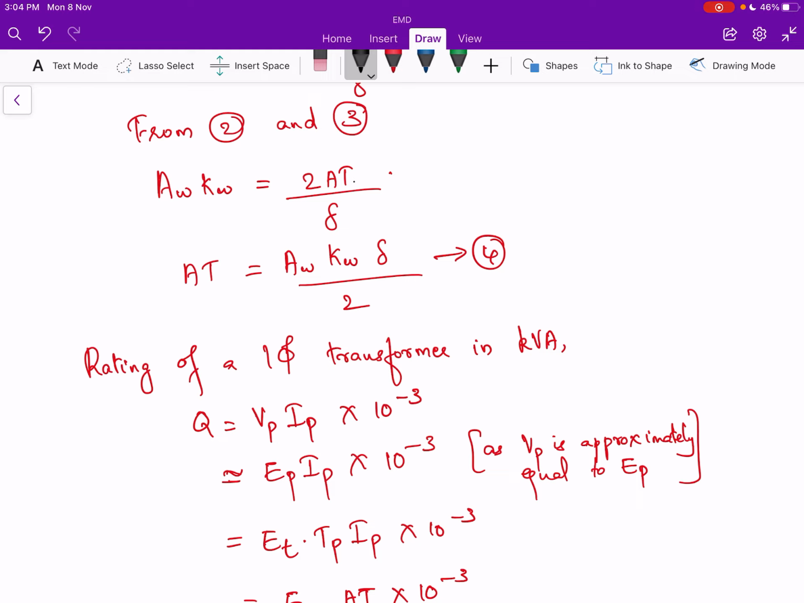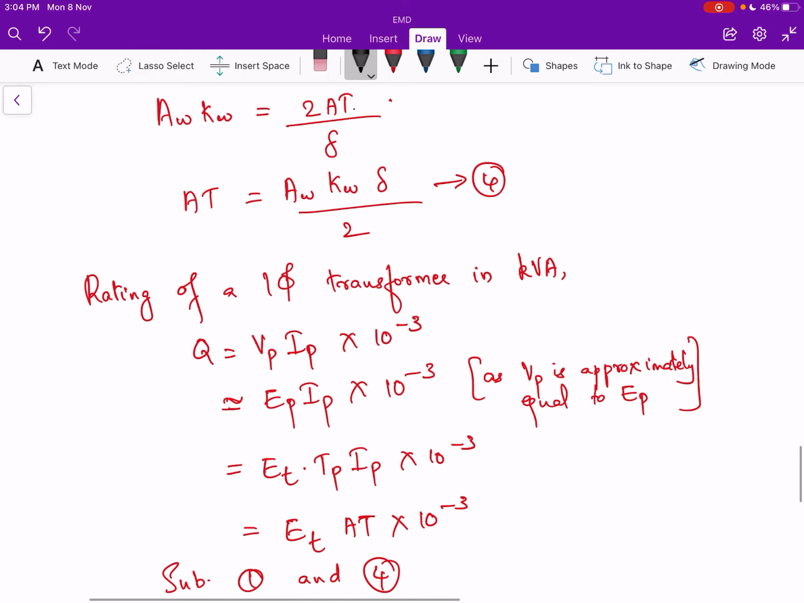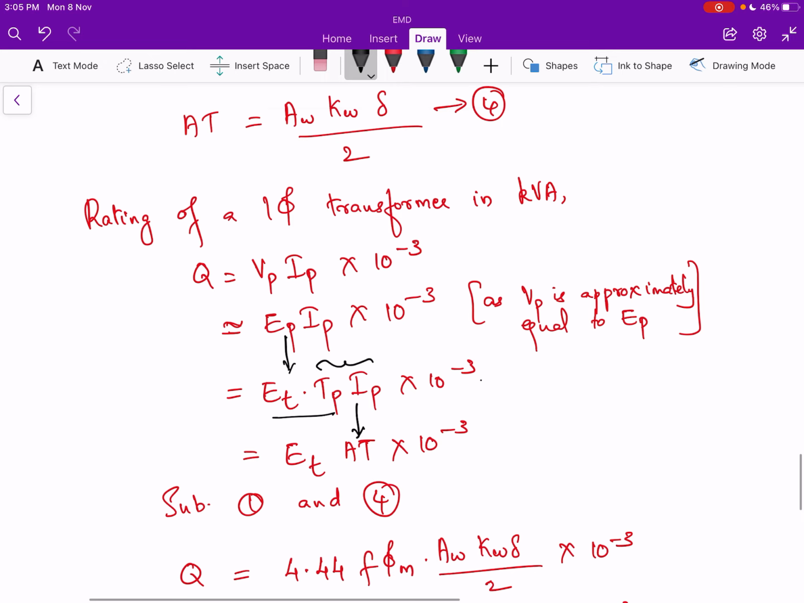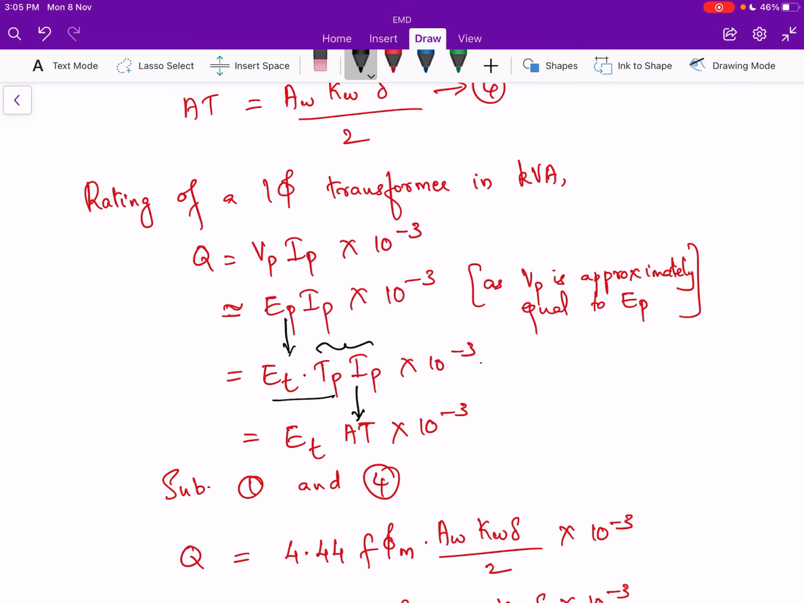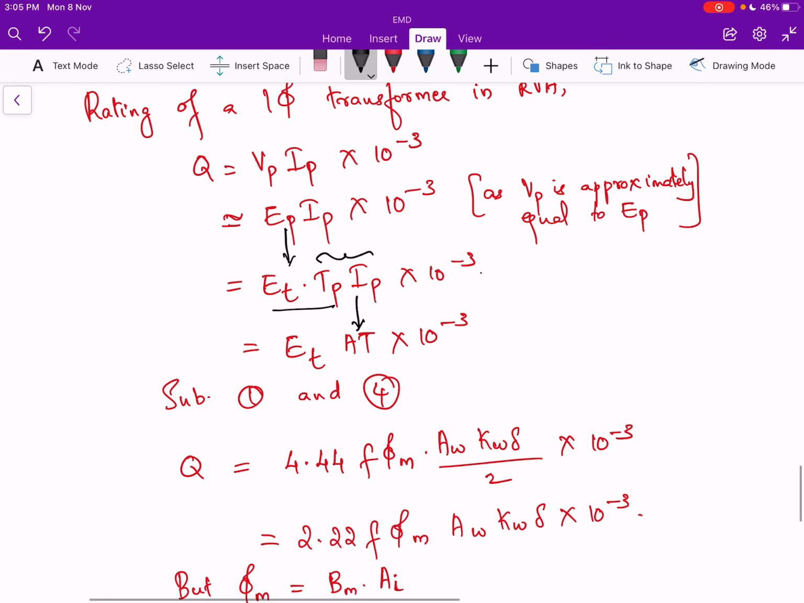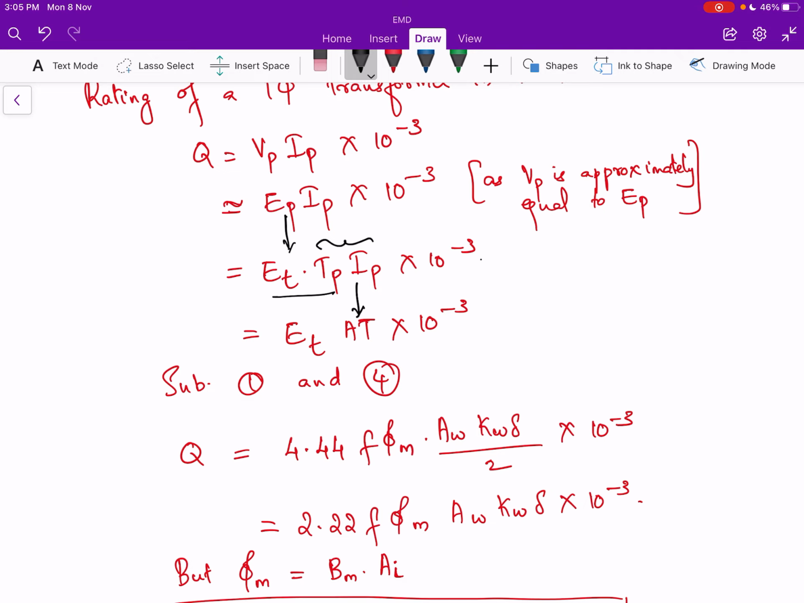So Q was Vp IP into 10 raised to minus 3, and Vp is approximately equal to EP. So we can write it as EP IP into 10 raised to minus 3. And EP can be written as EMF per turn into number of turns of the primary. So ET TP IP into 10 raised to minus 3. So instead of EP we have substituted ET TP, and TP IP is the ampere turns, so we can write it as AT. So AT into 10 raised to minus 3. Now we can substitute the values for ET and AT. ET is 4.44 F phi m and AT is AW KW delta by 2. So we'll get Q like this.